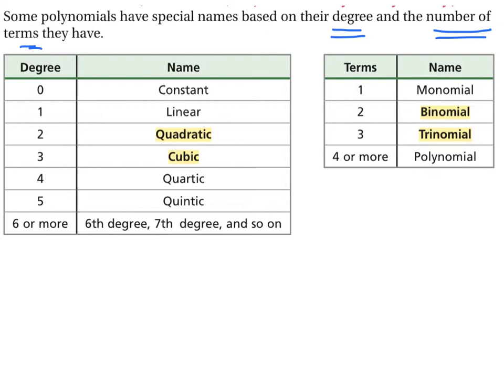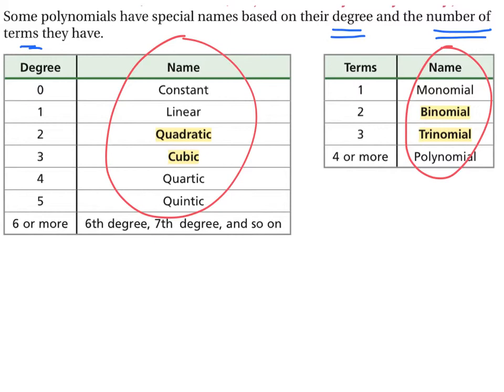And so what we're going to do is we're going to refer to these tables quite a bit. In fact, I'm going to have you memorize these things and take some quizzes over it. But what we'll do is we'll look at some polynomials and we'll give them two names. One name will come from the degree list and the other name will come from the number of terms list. Take a look at this one.